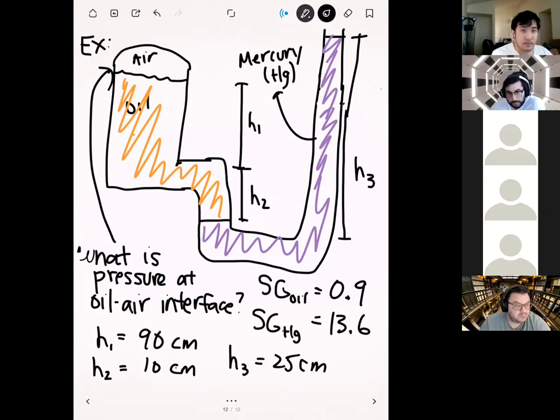Yeah, Professor, for the H3, does that reach to the separation between the oil and the mercury, or is it just a little bit below it? The bottom parts of H3 and H2, so these two, are at the same height. And then it reaches just up to the surface. Maybe more realistically, I should have cut it off here, but that's okay. Thank you.